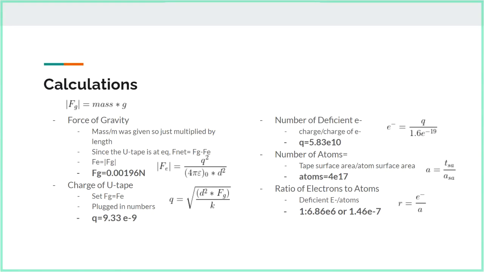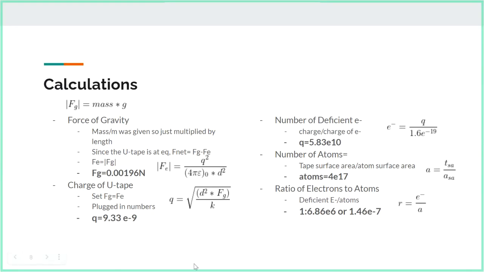If you divide the charge on the tape by the charge of an electron, you can calculate the number of deficient electrons, or excess electrons, which was 5.83 times 10 to the 10th. To calculate the fraction of atoms that gave up electrons, I found the surface area of the tape by multiplying length and width, and divided the area of the tape by the area of an atom, which yielded 1.46 times 10 to the negative 7th atoms that gave up electrons. The ratio of electrons to atoms was 1 to 6.86 times 10 to the 6th, or 1.46 times 10 to the negative 7th.